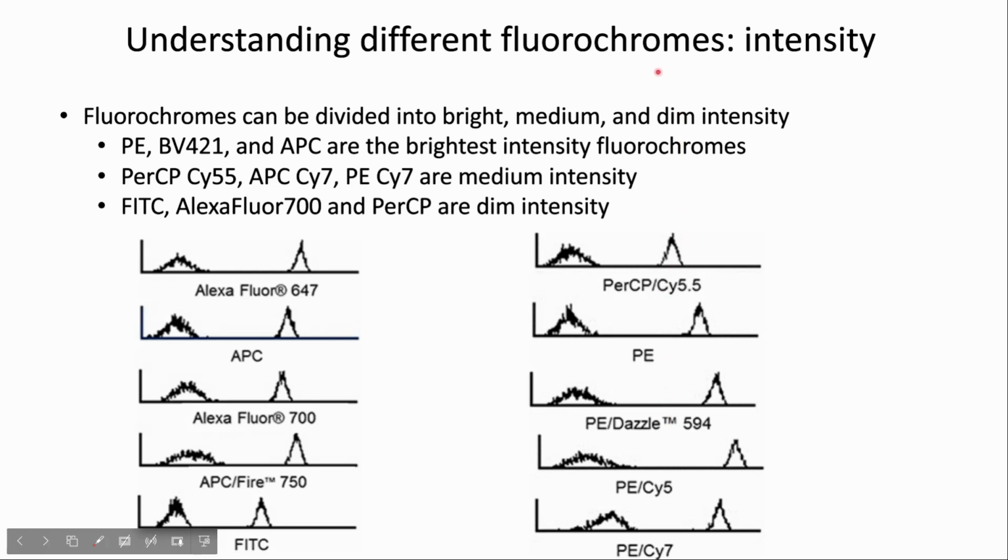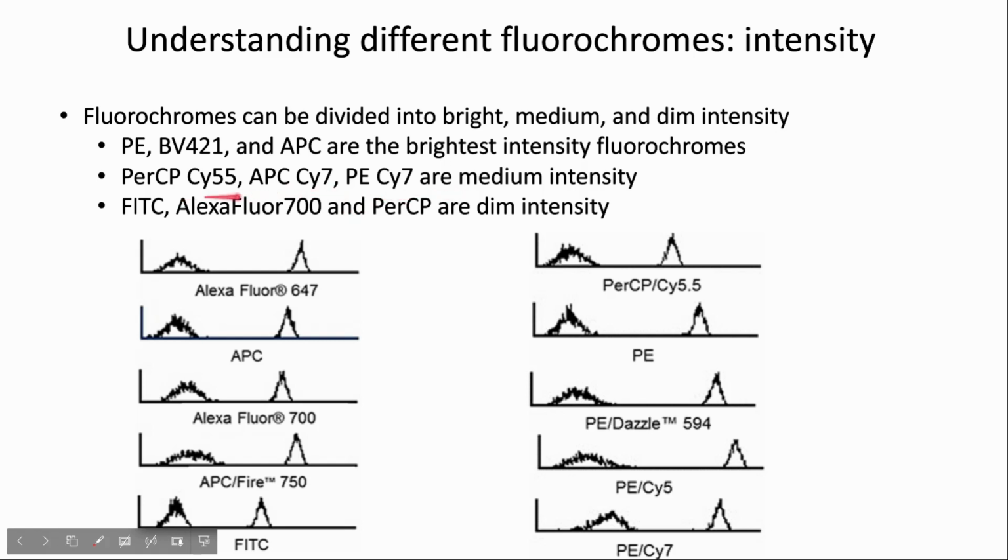When selecting fluorochromes, it is important to understand the different relative intensity between different fluorochromes. Fluorochromes can be divided into bright, medium, and dim intensity markers. Some of the brightest markers include PE, Brilliant Violet 421, and APC, while some of the conjugate markers are not as bright. These could be classified as medium intensity.